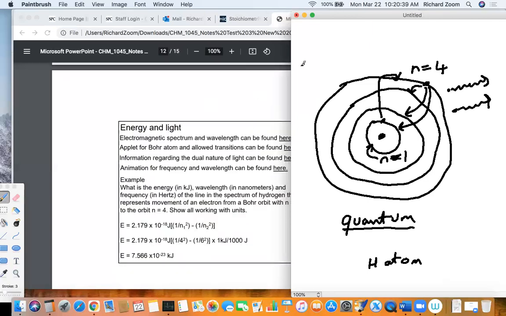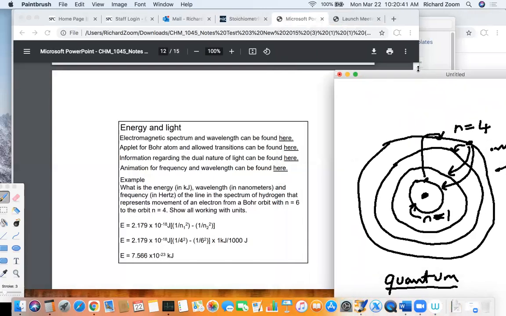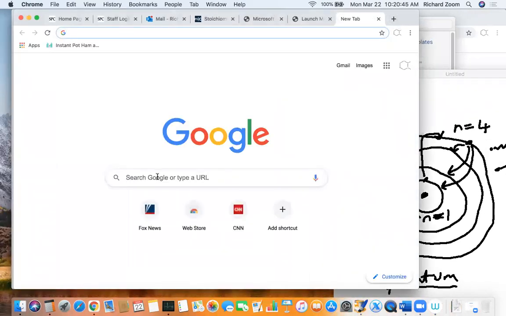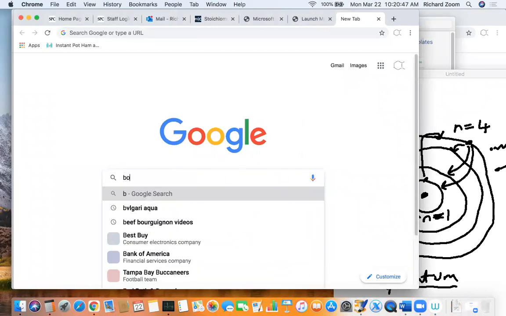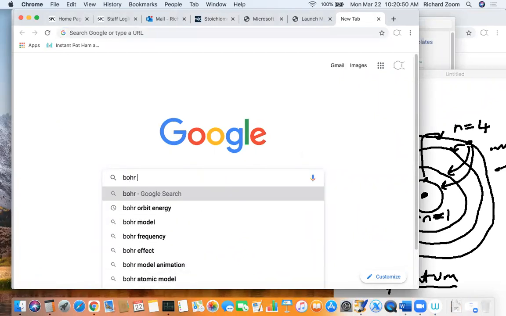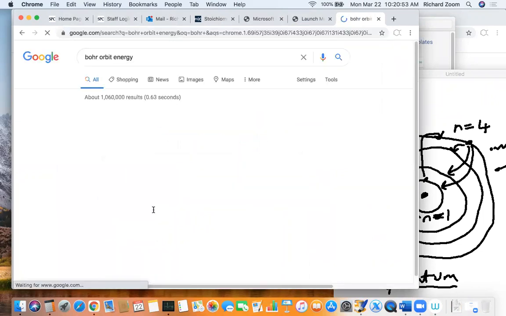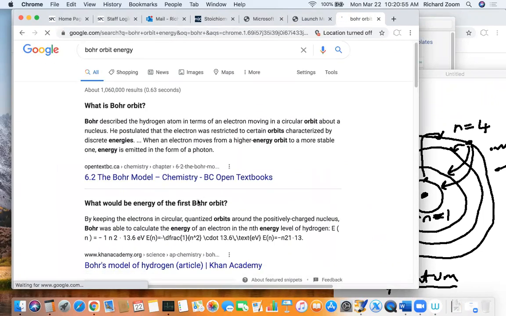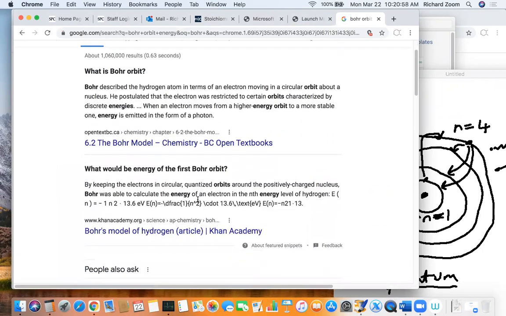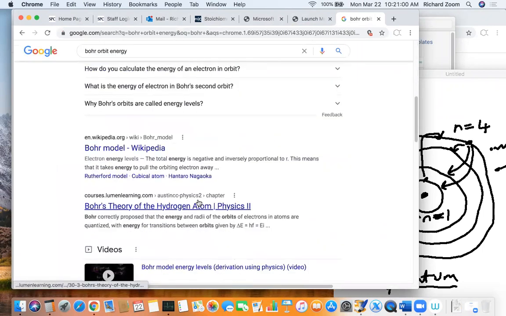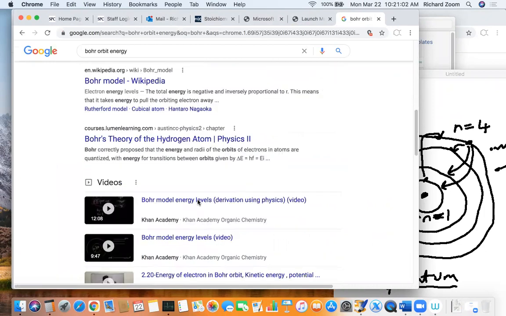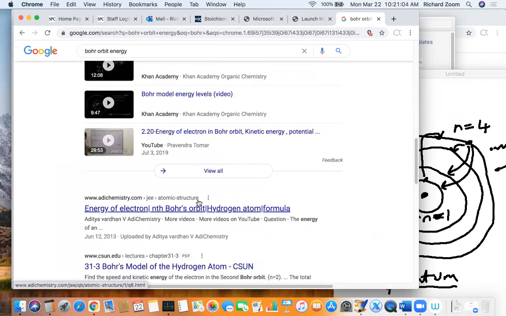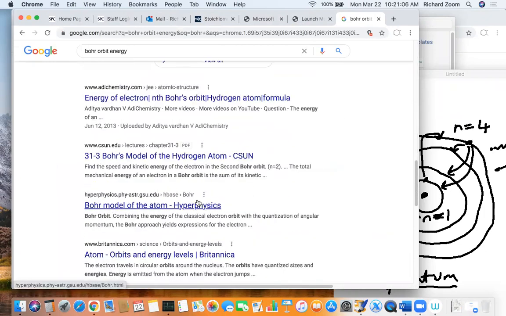Let me see if I can find the right one for orbit energy. Here we go.